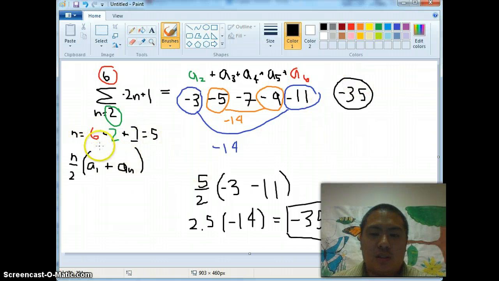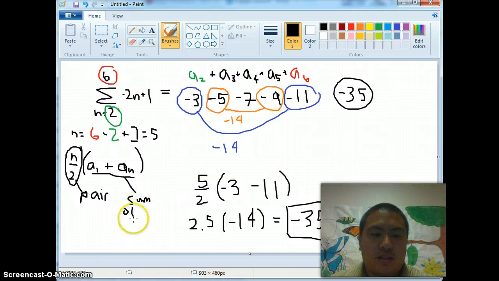Alright, so remember, just figure out how many terms you have, what's the first thing you're being asked to add, what's the last thing you're being asked to add, and then pair them off. That's why you're dividing by 2. So this is pairs, and you're just doing this. This is the sum of the first and last.